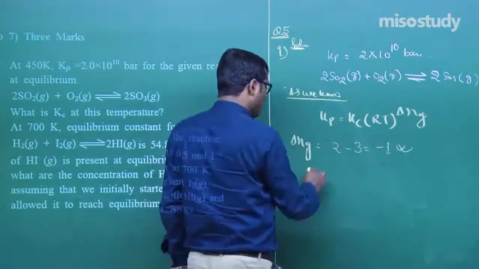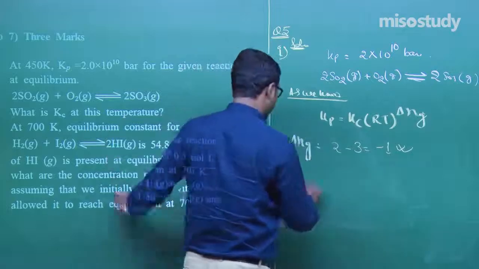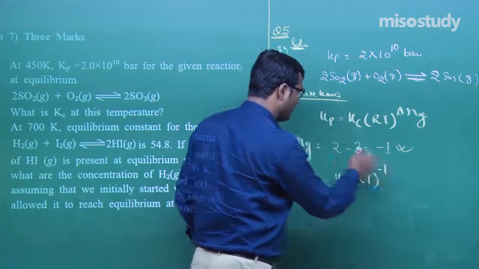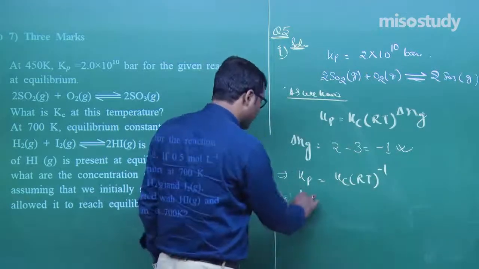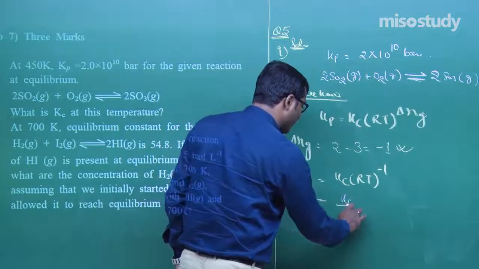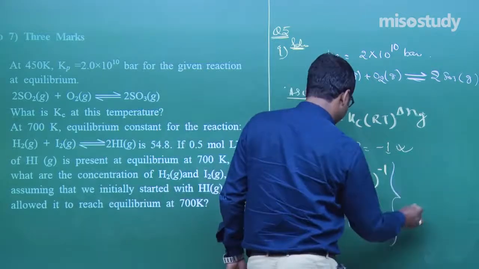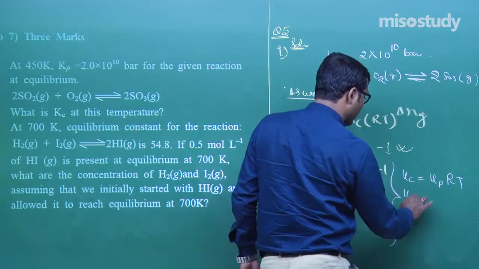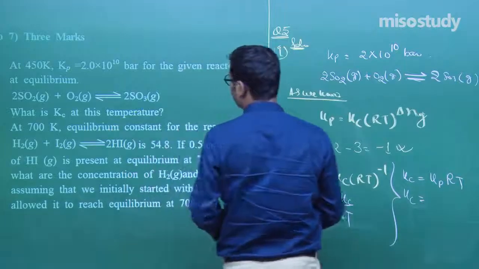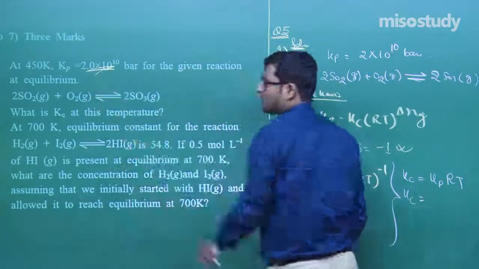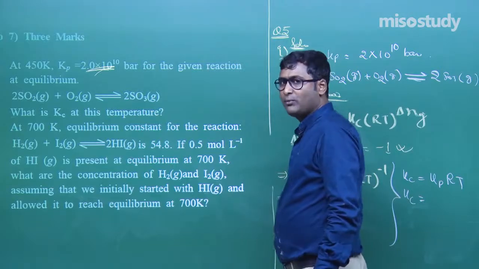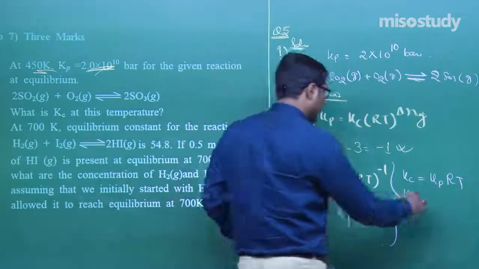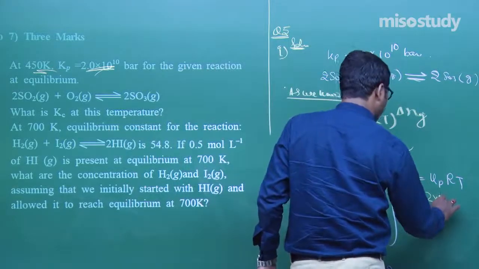Yes, sir. Now we know the value of Kp. Kp is equal to Kc RT to the power minus 1. That means Kp is equal to Kc upon RT, or we can say Kc is equal to Kp RT. Now put the value. What is Kp according to the question? Kp is given 2 into 10 to the power 10. R we know is 0.0821. Temperature 450. Everything you have.